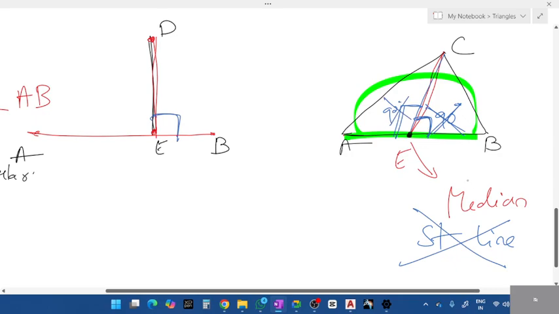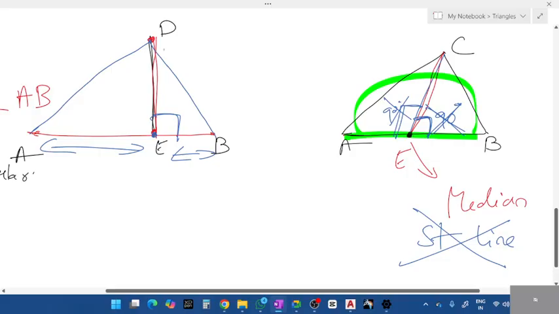So median is just a middle point, but the angle formed will not be equal to 90 degrees. The opposite is height. Look at height. Do you think E is the midpoint here? Do you think this distance is equal? AE and EB are equal? Are they equal? No, right?